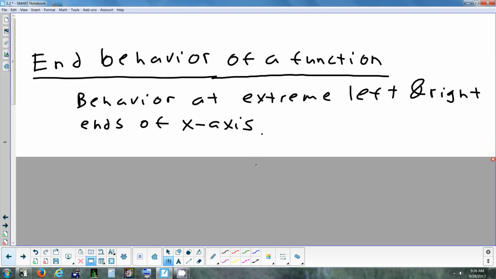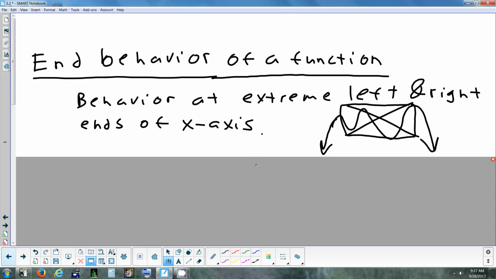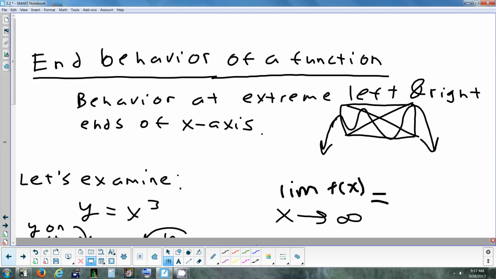So end behavior of a polynomial is what's happening at the extreme ends of it. Okay? So if you had a graph, maybe it did something like this. We don't really care about this section. That's not what you're looking at when you're looking at end behavior. You're looking at what's happening all the way on the left. Okay, it's going down. And what's happening on the right? It's going down. So this would be a polynomial we would describe with the end behavior going down on both sides.